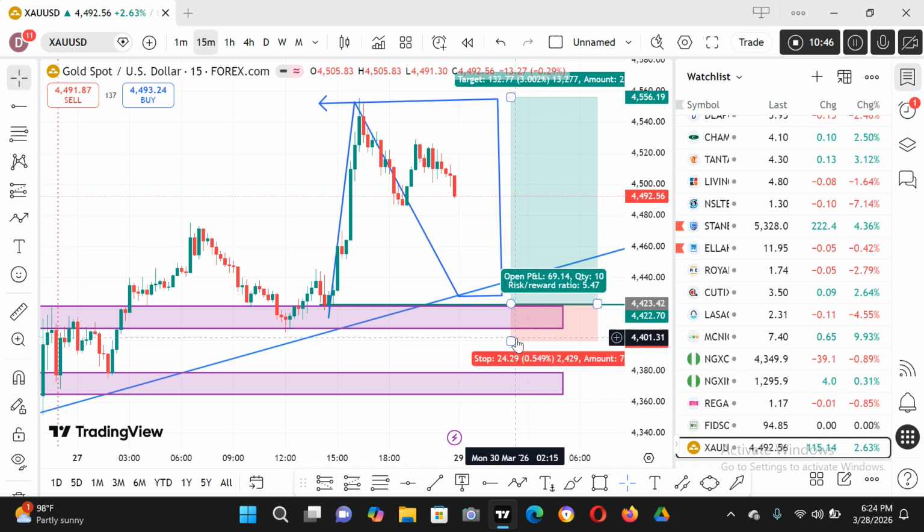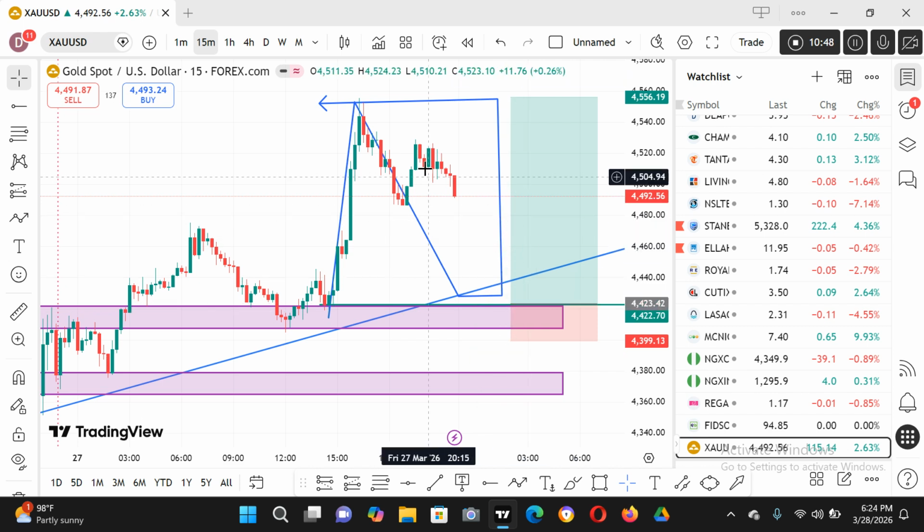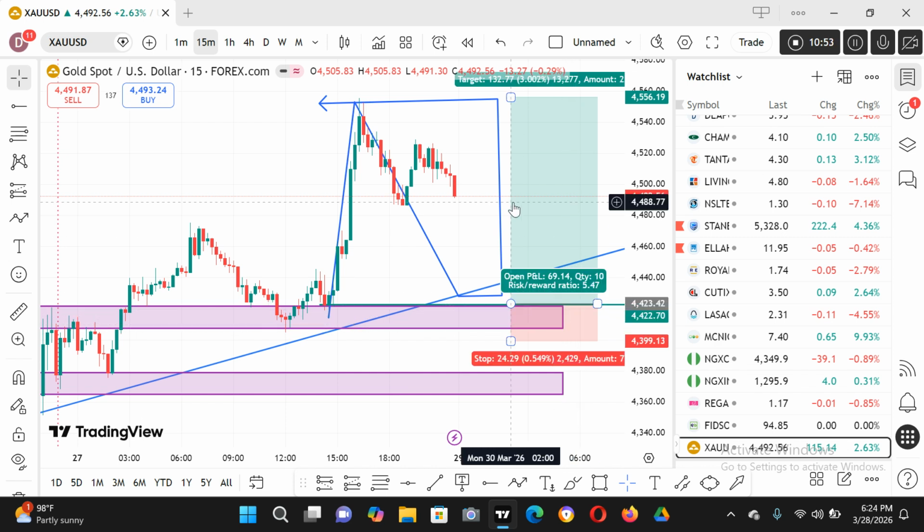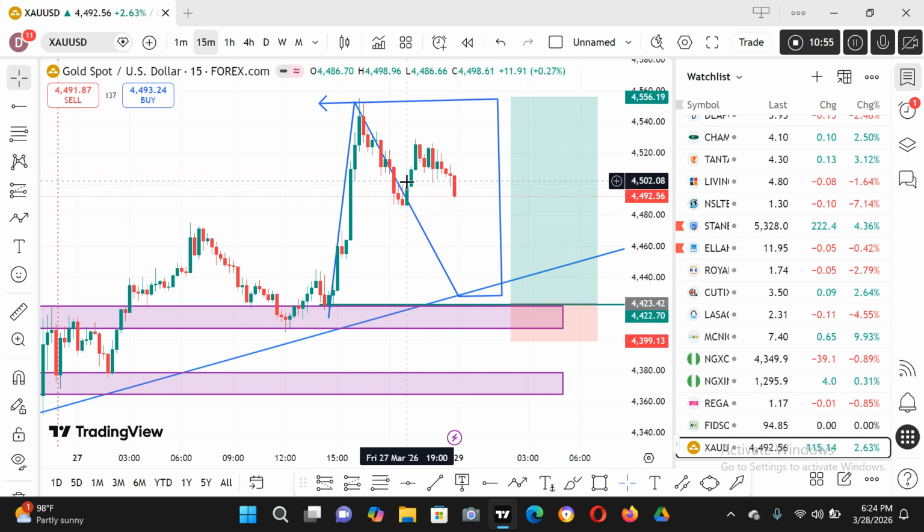We apply stop loss so that if peradventure our analysis was wrong, at least we know how much we are going to risk, we know how much we are losing. So we don't come to trading with a mindset of gambling, but with a mindset of business. And that's why we apply proper risk management.